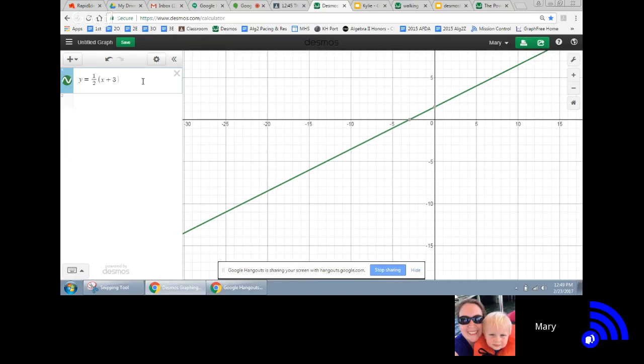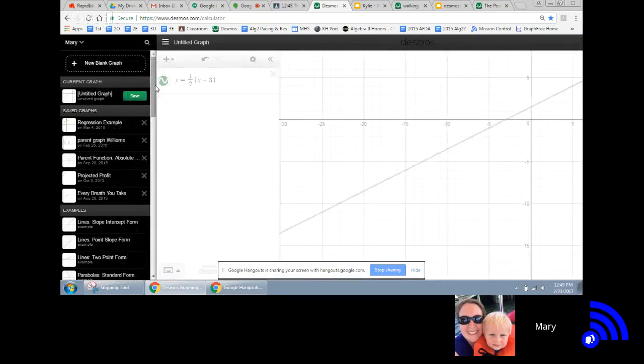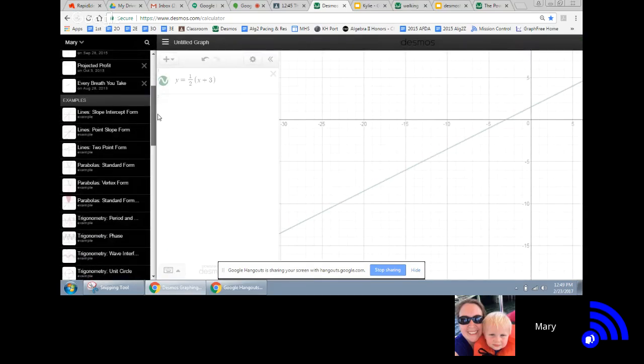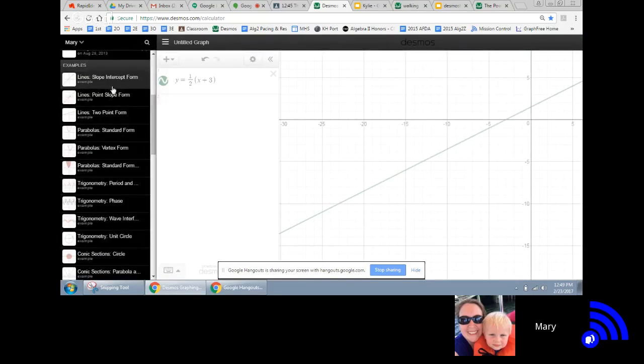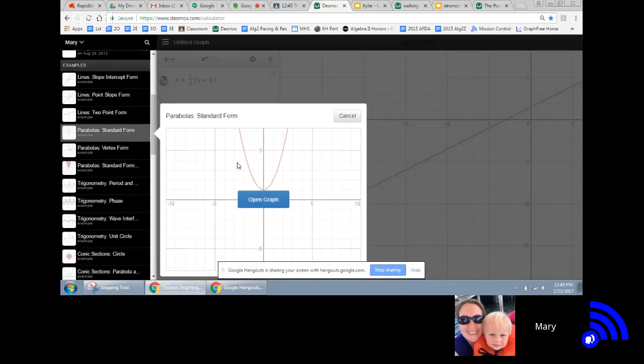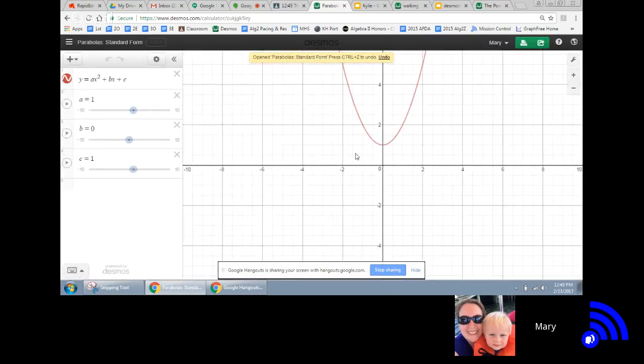And speaking of quadratics, if you look up here where these 3 bars are, this has a whole bank of canned graphs that Desmos has already prepared. So you can choose any one of these to drag onto your screen. So for example, if I was working with parabolas, I just click that and open graph, and there's a stock graph of what the quadratic would look like.